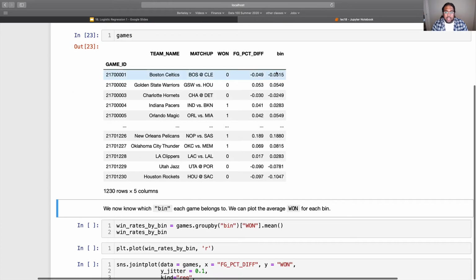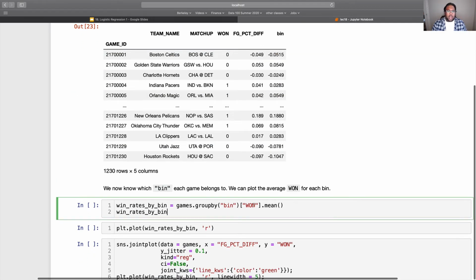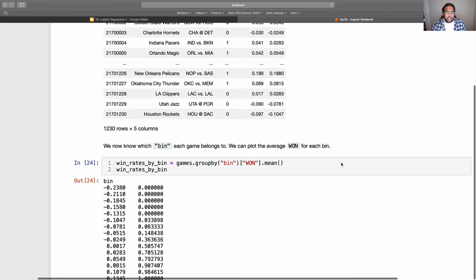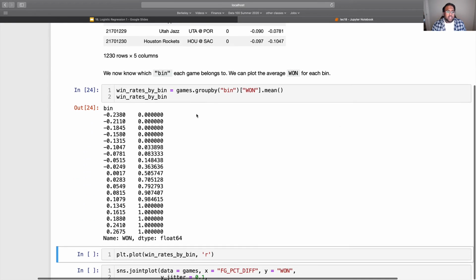So I have my games again, and I have the bins along with them. What I'm going to do now is group by bin, then take a look at the one column for each bin and take the average of all of these ones and zeros. The average or mean of all of these ones and zeros will be telling me the proportion of times a team won when their field goal percentage was in this bin. So when I do that, I get the win rates by bin, which looks like this.